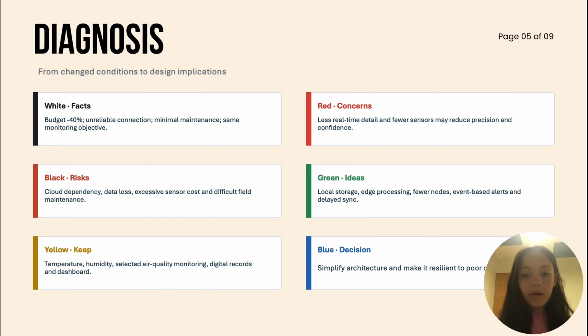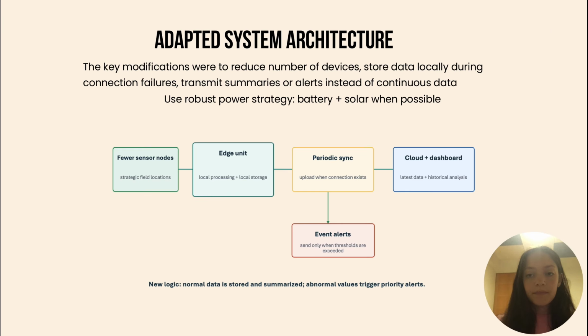Finally, with the blue hat, I defined the final decision: a simpler and more resilient system with fewer sensor nodes, local processing, local storage during connection failures, and cloud synchronizing when internet is available. Critical values would trigger event-based alerts.